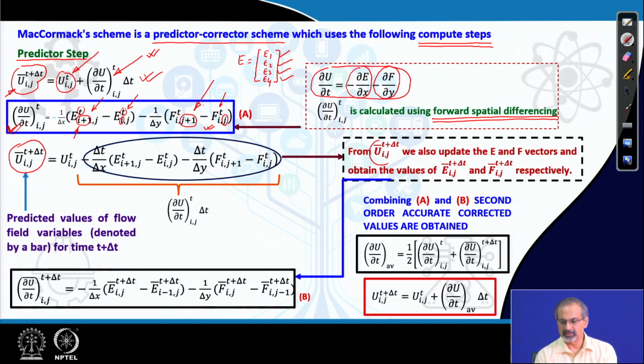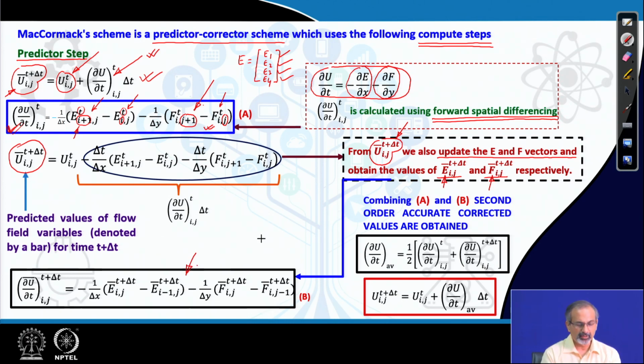Based on the u bar value that you have predicted, you update the E and F vectors and obtain the values of E bar and F bar vectors as well. That means, based on the prediction you have done for the vector of conserved variables, you also do the prediction of the flux vectors E and F. Once you do that, you go to the next step.